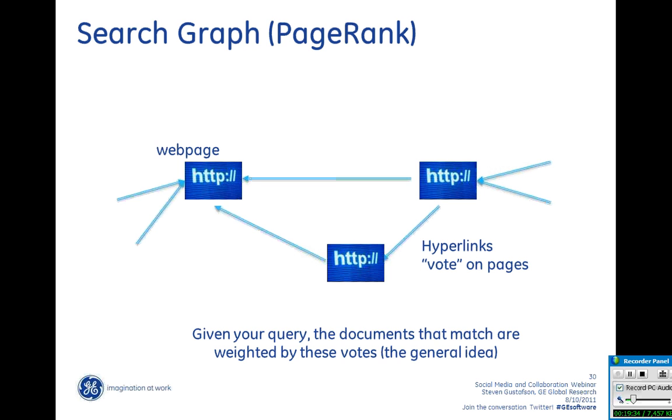The person who wrote that link is essentially saying, the site that I'm linking to, I think it's an interesting one you should look at. And so when you do a search query in a traditional search engine, the results that match the query words get weighted and ranked largely based on this network of links. It's more complicated than that, but that's the general idea.